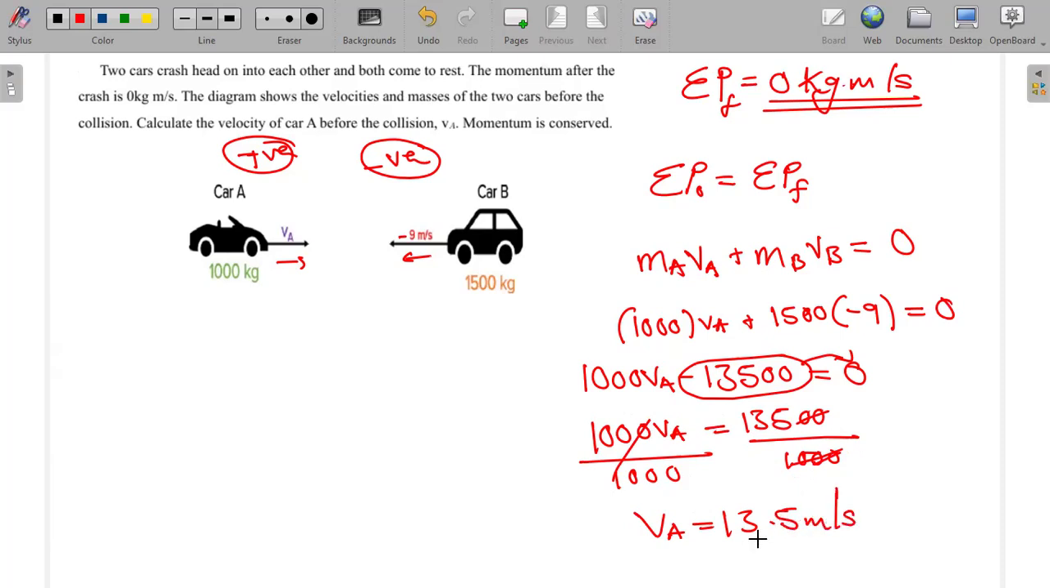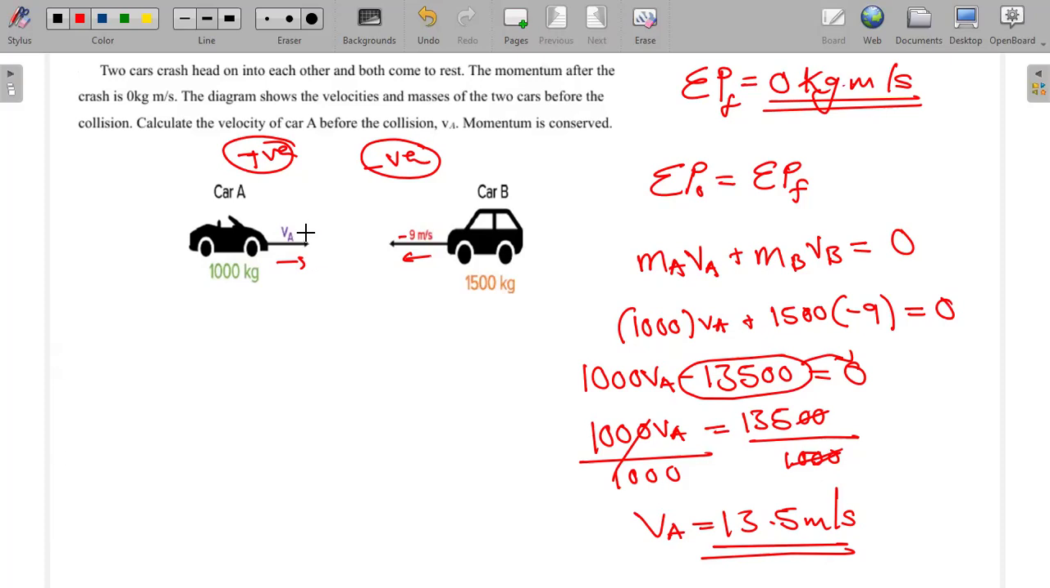This is 13.5 meters per second. You can see that the value of our velocity is positive, which justifies our initial assigning of the directions, that this should be directed towards the positive x-axis, which means it's a positive velocity. So that, ladies and gentlemen, is how you solve this particular question. The most important thing is to take note of the directions. If the vehicle is traveling towards the negative x direction, your velocity should also be negative. If your vehicle is traveling towards the positive x direction, your velocity is supposed to be positive.